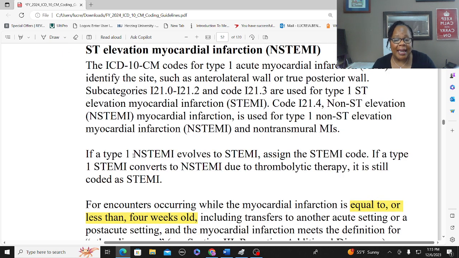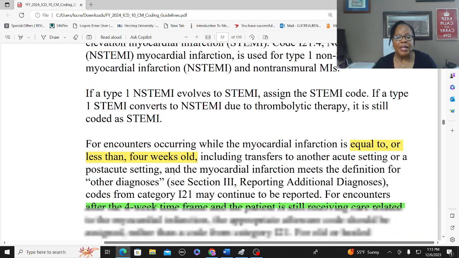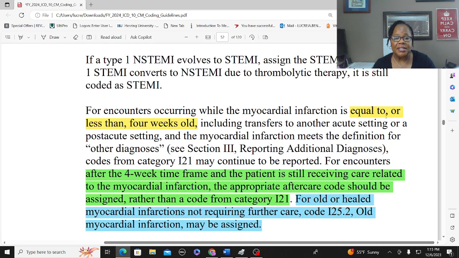It says here, if a type 1 NSTEMI evolves to a STEMI, then assign the STEMI code. And if a type 1 STEMI converts to an NSTEMI due to thrombolytic therapy, it is still coded as STEMI. For encounters occurring while the myocardial infarction is equal to or less than a 4-week period of time, including transfers to another acute setting or post-acute setting, and the myocardial infarction meets the definition of other diagnoses, then codes from category I21 may continue to be reported. So again, equal to or less than 4 weeks, then the I21 can continue to be reported.